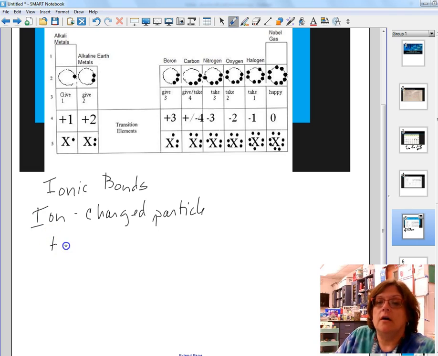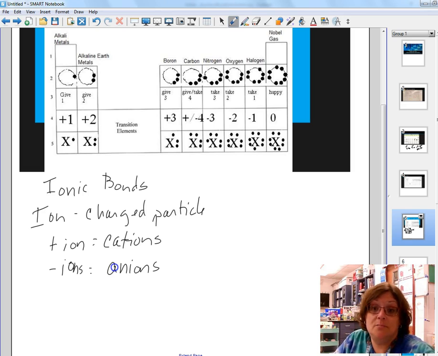Positively charged ions are called cations. It's got a plus right in the middle of it. Negatively charged ions are called anions. Cations, positively charged; anions, negatively charged. And the anions pull hard enough on electrons that they can pull those cation electrons away and keep them for their very own. That's what forms an ionic bond.